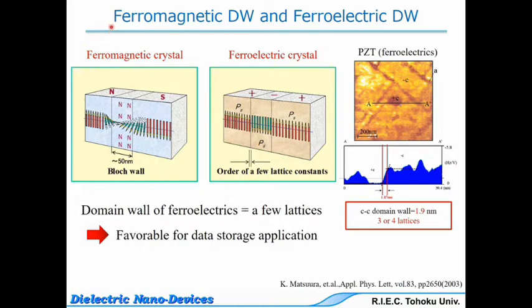And this figure shows a comparison between the ferromagnetic domain wall and the ferroelectric domain wall. In the ferromagnetic crystal, due to the exchange interaction, the domain wall thickness is a little bit large. On the other hand, in the ferroelectric crystal, the domain wall thickness is very thin because there is no exchange interaction in ferroelectric material. And we actually measured the domain wall thickness of the PZT thin film by using our special scanning probe technique named Scanning Nonlinear Dielectric Microscopy, SNDM, and obtained this result.